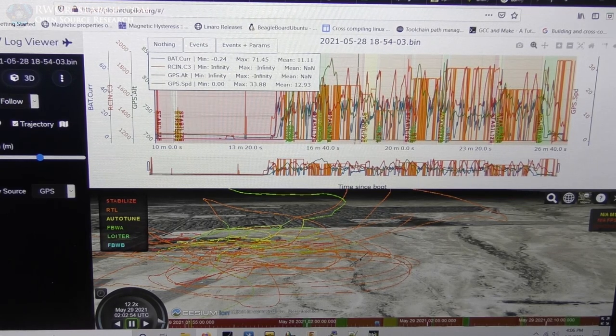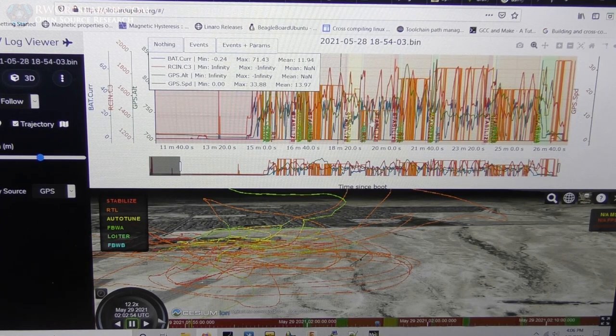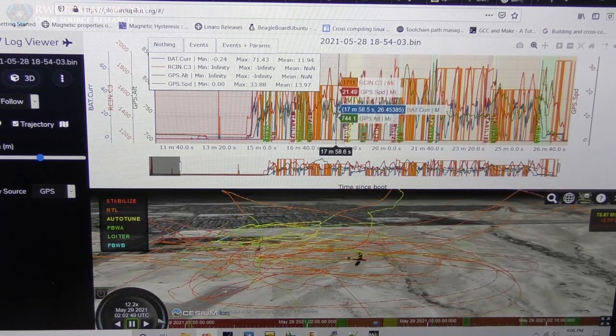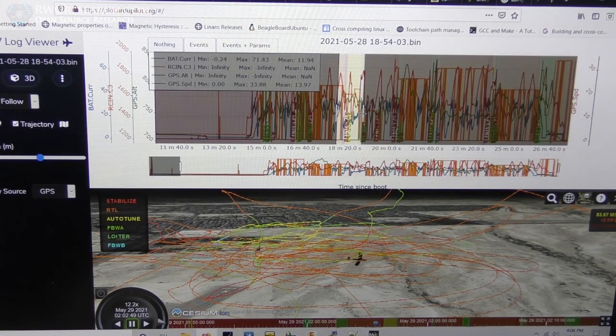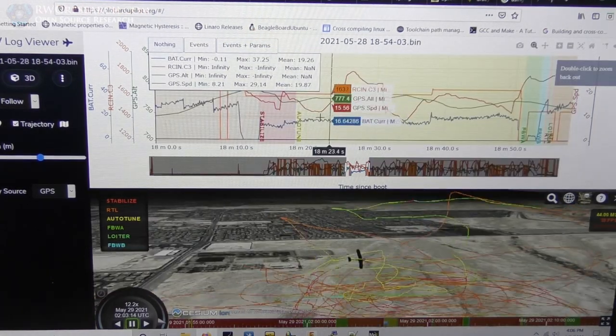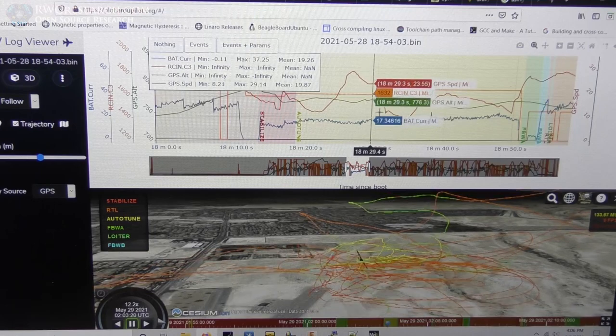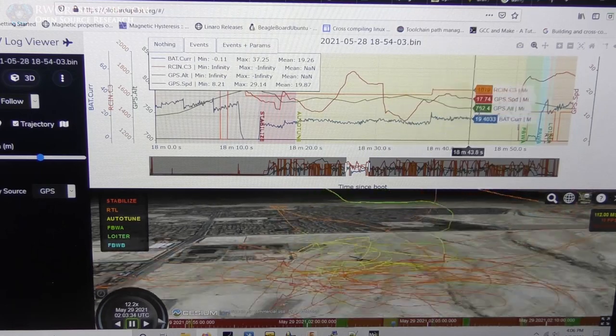So here's what's really cool. I can actually zoom in. Oh, I need to do it up here. I can zoom in to a spot, like this. And then I can see the actual data. Whoa. And I can see exactly what's happening.